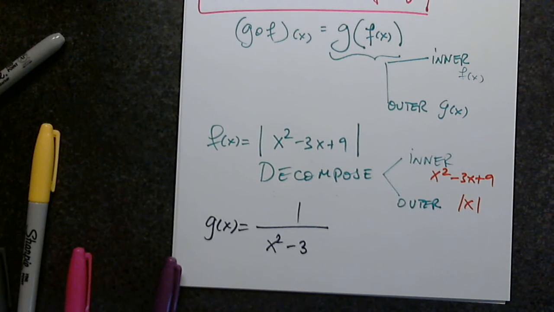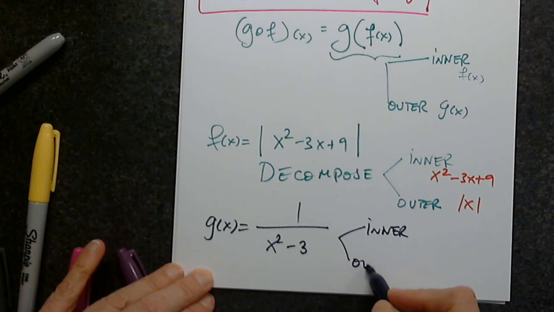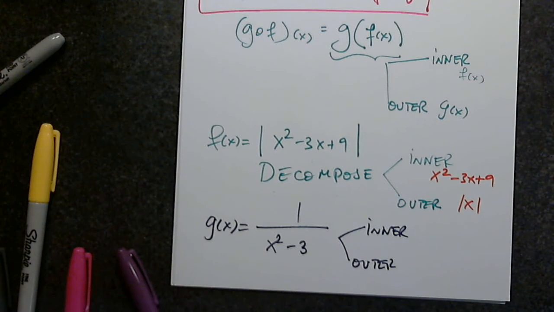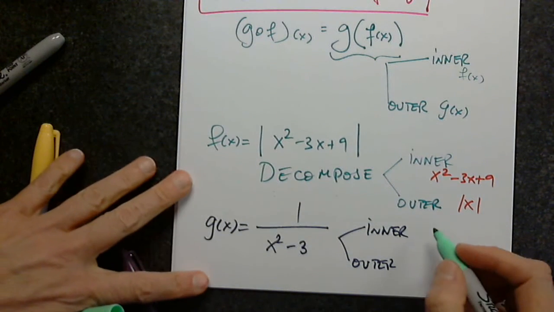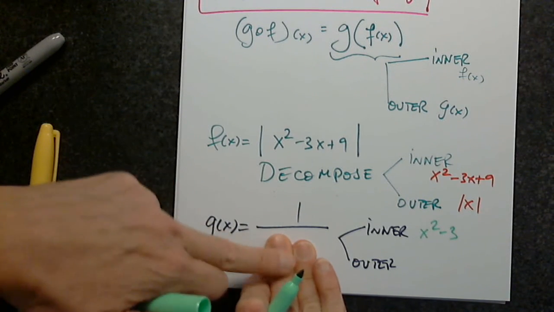Let's do another. So let's say we have g of x, 1 over x squared minus 3. I would like you to decompose this function into inner and outer. Just think in terms of you are evaluating this function for something. Which portion will you evaluate first? Yes? x squared minus 3. Excellent. Once I get a number, which function do I apply to this number?